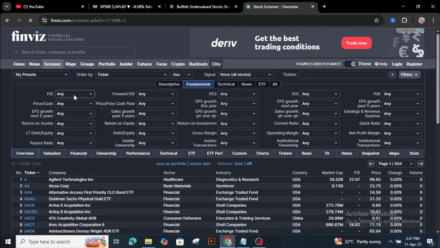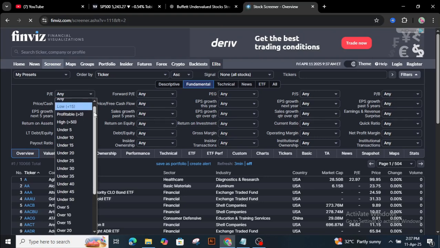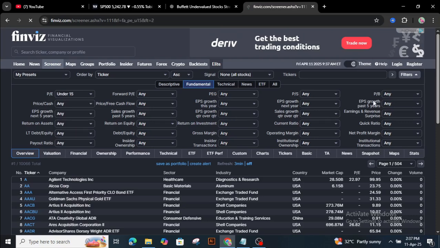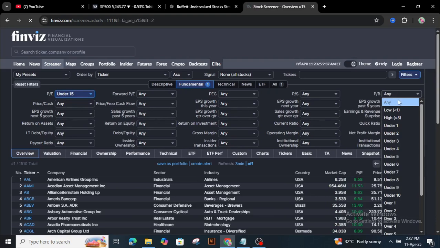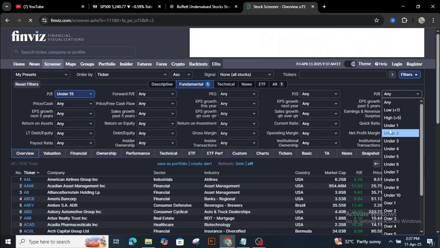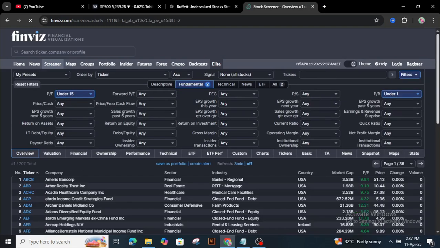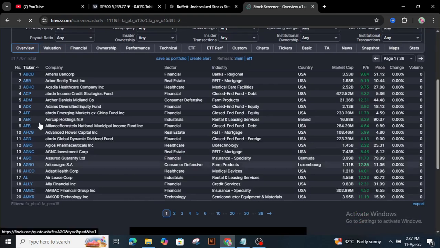You want to set PE under 15 or 10. Let's just say under 15. Then for your PB, you can set it to under 1.5 or under 1. Since we don't have under 1, just put it under 1. So now these stocks that you see are the ones that have a low PE and PB.